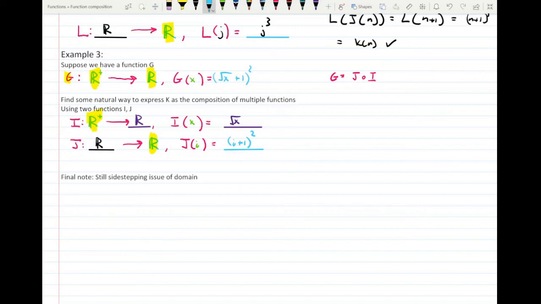And once again, you can check g of x is equal to square root of x plus 1 squared, and j of I of x is equal to j of the square root of x, which is equal to the square root of x plus 1 squared, just as we need. Once again, this is only one of the natural ways to do this, so if you're watching at home, I encourage you to come up with another one if you're still having trouble with this concept.